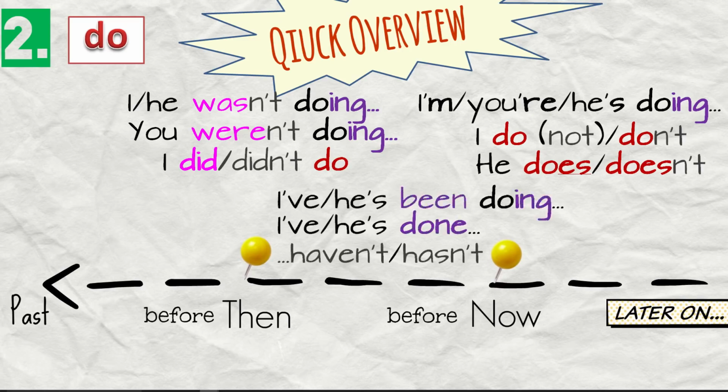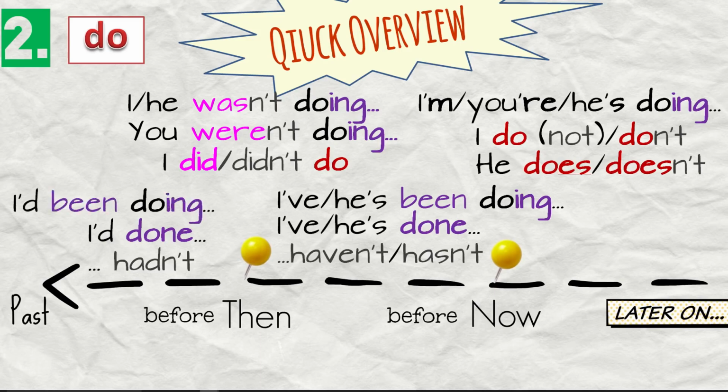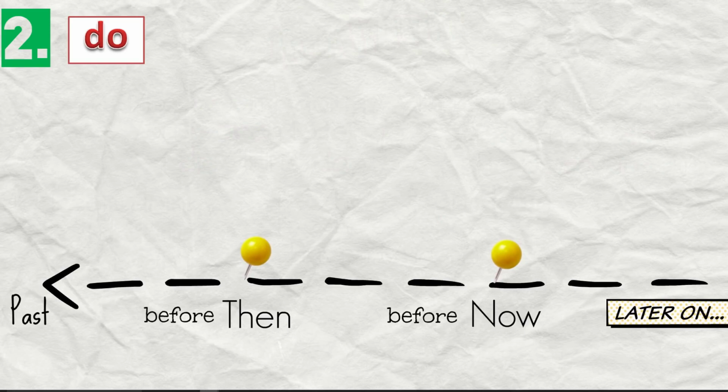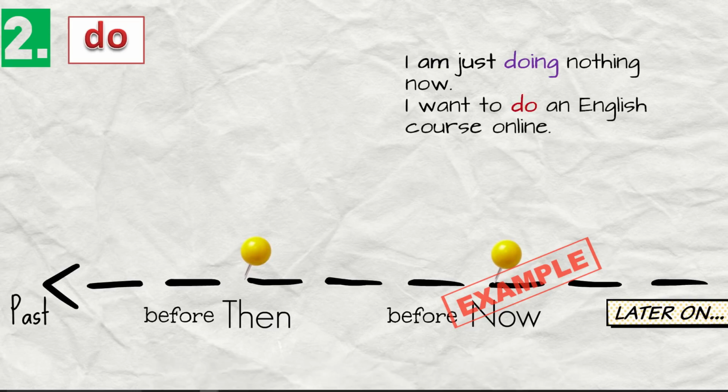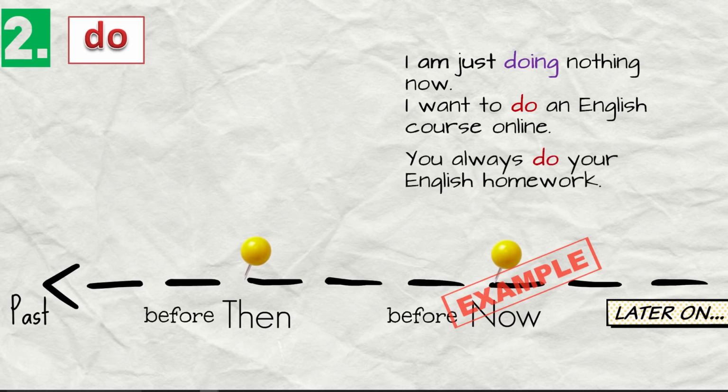I've done, he's done. I've been doing, he's been doing. I'd done, or I hadn't done. I'd been doing. Alright, and again, let's have examples. I'm just doing nothing now, which is not true, but it's just an example. I want to do an English course online. You always do your English homework. He never does his homework.